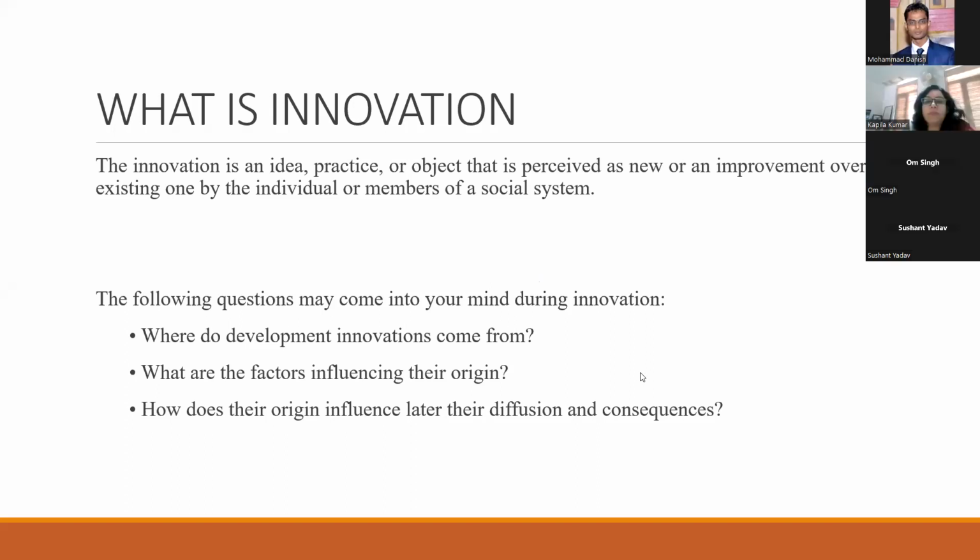There are a few questions that may come to mind during this process of innovation. From where do these innovations come? I mean, sitting at a particular place on my bench, can I think of innovations? I cannot think of innovations in a click of time unless I am observant enough, unless I am observing my surroundings, unless I am observing the problems of the people around me, which can be very simple.